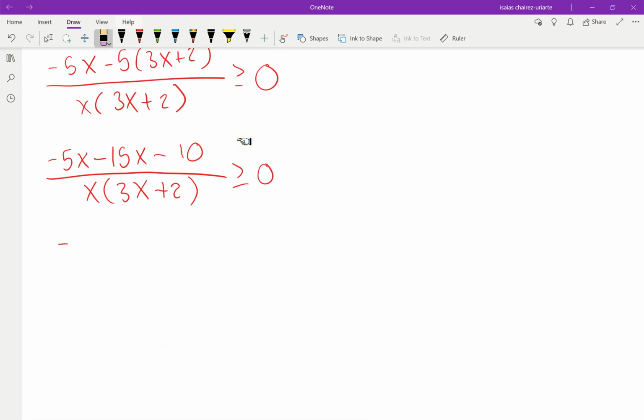Negative 20x minus 10 over x times 3x plus 2, bigger than or equal to 0.